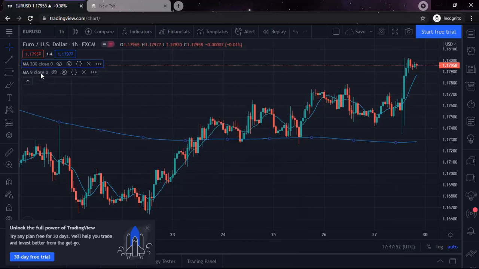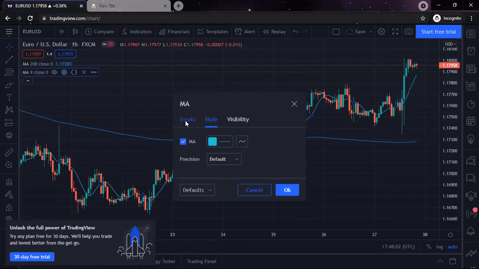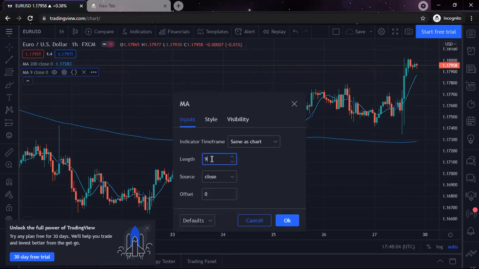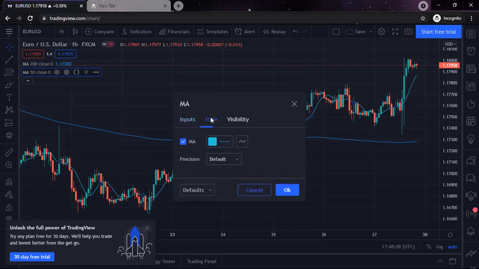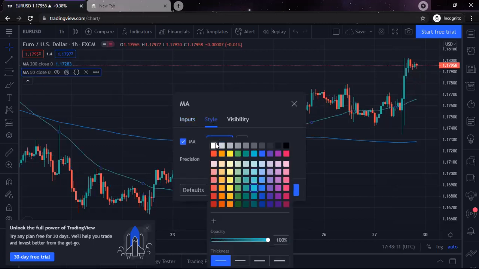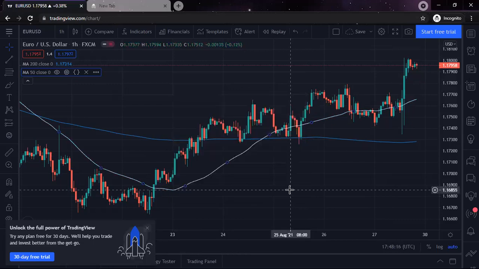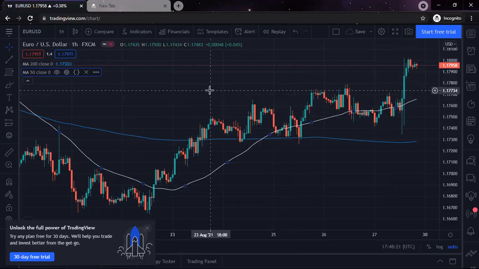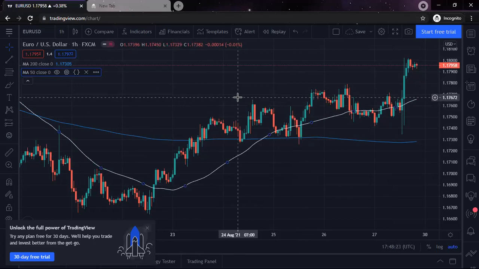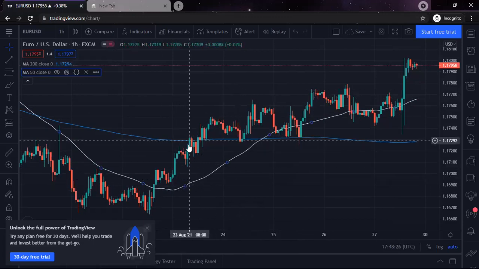So let's go change the other one to 50 MA. You click on this settings. Settings, you go to input, then length, change the length to 50. And then we change the style, the color to white. Then we click on OK. Good. So simple. As we can see, we have the 200 and then 50 moving average crosses.